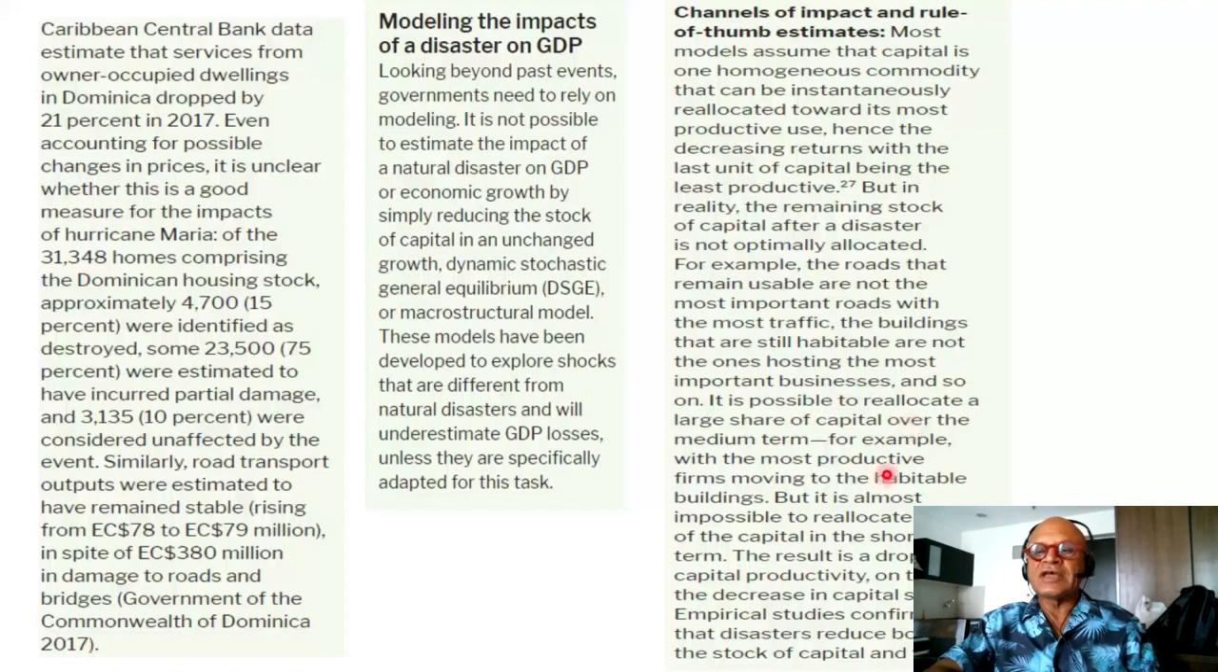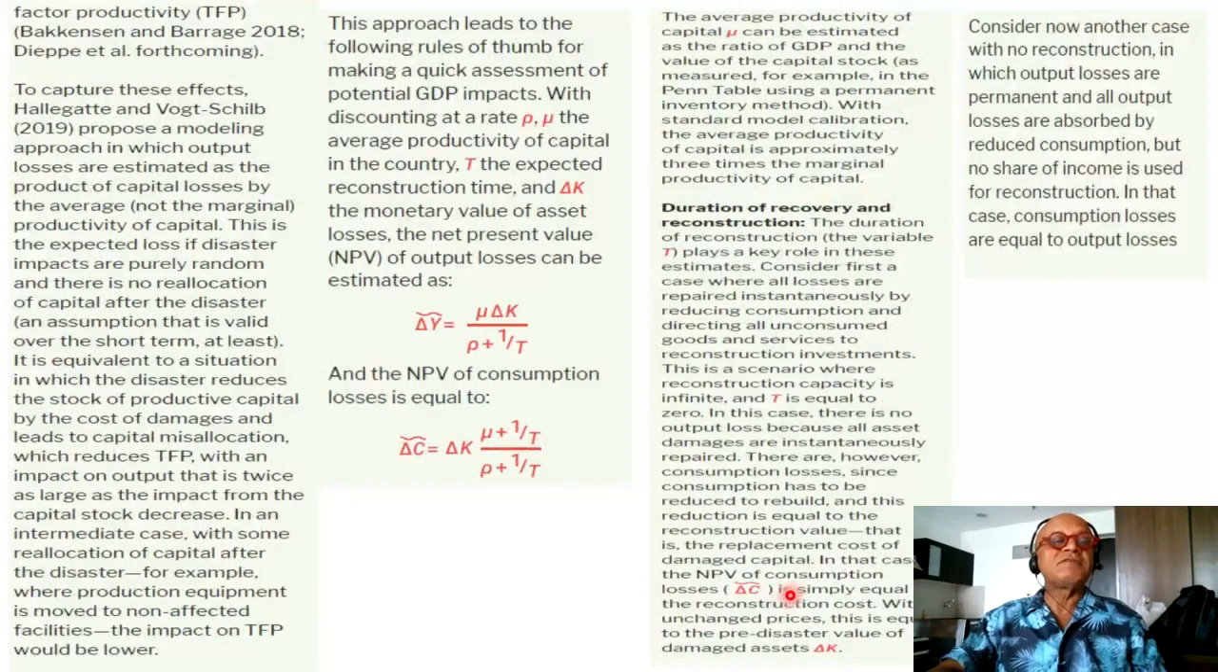It's possible to reallocate a large share of capital over the medium term, for example, with the most productive firms moving to the habitable buildings, but it's almost impossible to reallocate most of the capital in the short term. The result is a drop in capital productivity on top of the decrease in capital stock. Empirical studies confirm that disasters reduce both the stock of capital and total factor productivity. So we can see this in these papers.